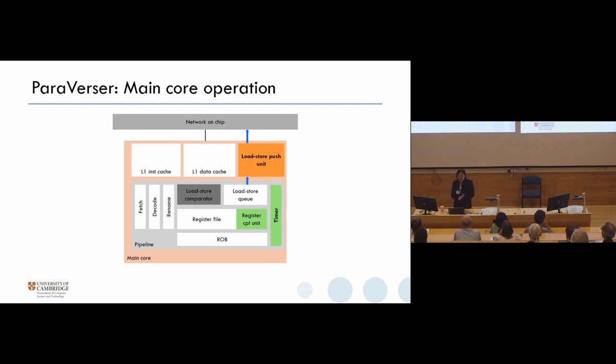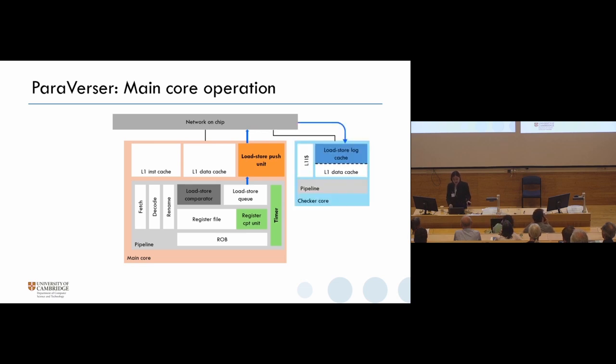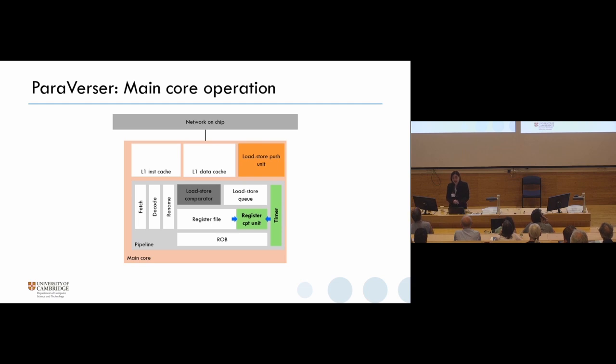During this time, any load store memory accesses will also be duplicated, with this information sent again to the checker core, being stored in the load store log cache. Finally, at the end of a segment, we take another checkpoint. We take the number of committed instructions, and then we send these all over again to the checker core.